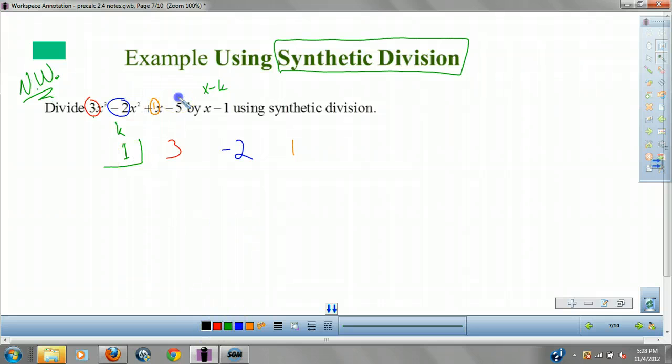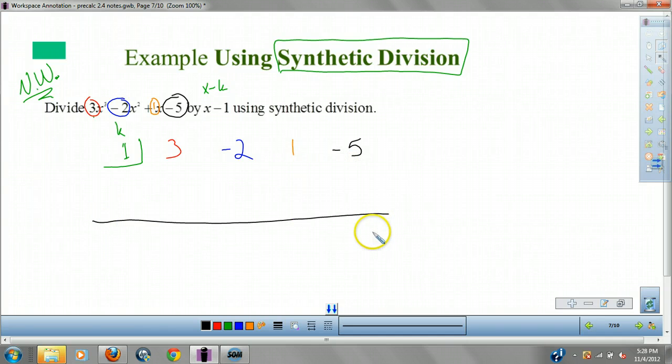Yeah, it's black. And -5. Okay? And then you draw a line down here. Okay. Now, alright. First step, you take your first coefficient, you bring her straight down. So there's our 3. Okay?